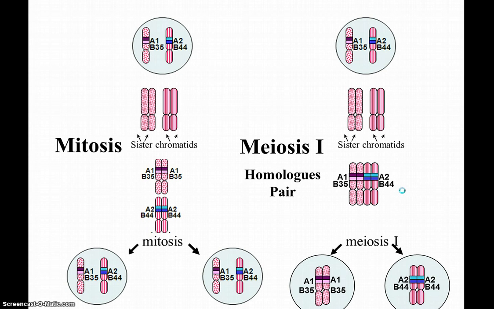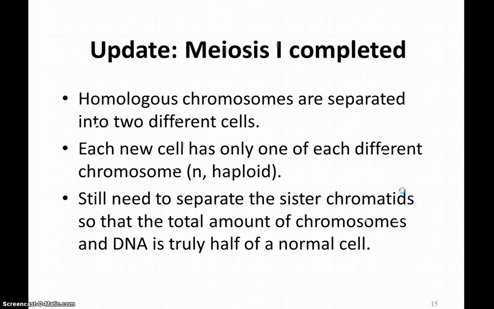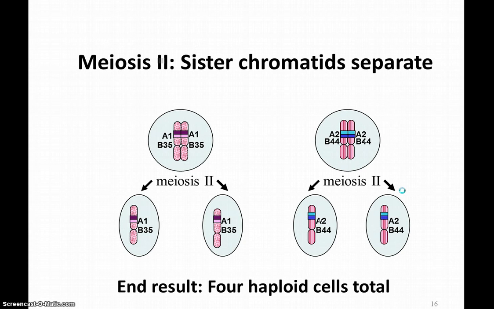In mitosis, we've separated the chromatids. In meiosis 1, we've only separated the homologous chromosomes. Homologous chromosomes, therefore, in meiosis 1 are separated into 2 different cells. Each new cell has only 1 of each different chromosome, so they're haploid. Now, we still need to separate the sister chromatids, so that the total amount of chromosomes in DNA is truly half of a normal cell. That's what occurs in meiosis 2. In meiosis 2, we separate the chromatids. Then we end up with 4 haploid cells.